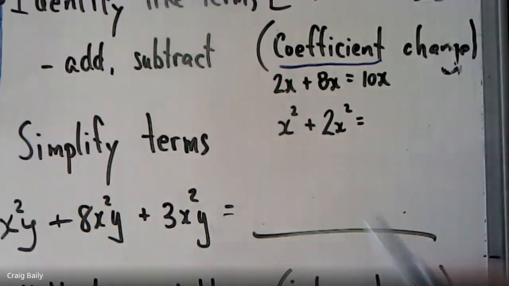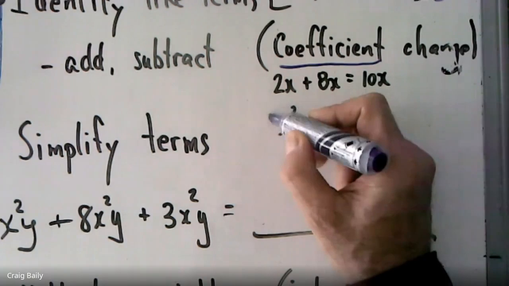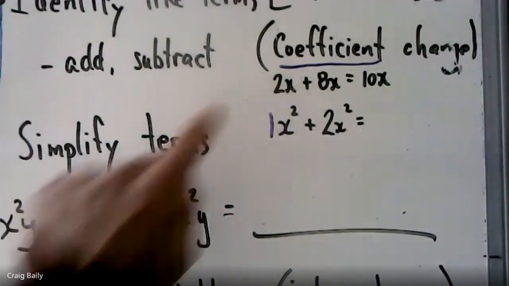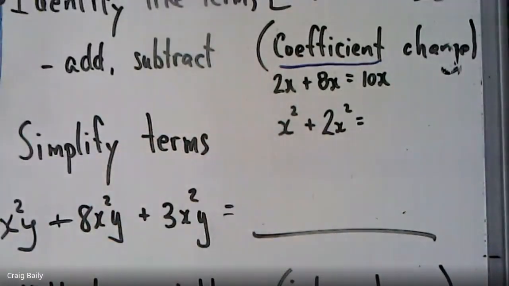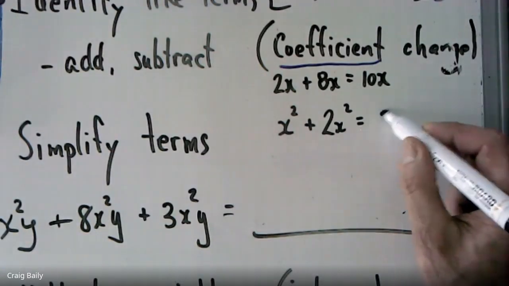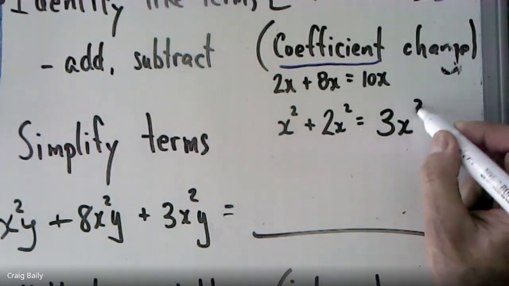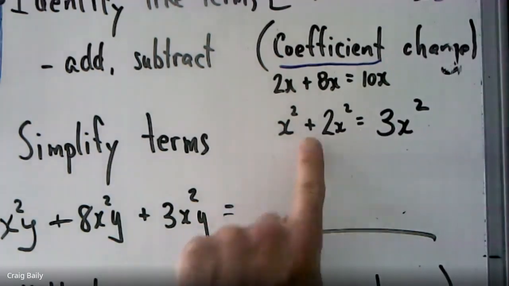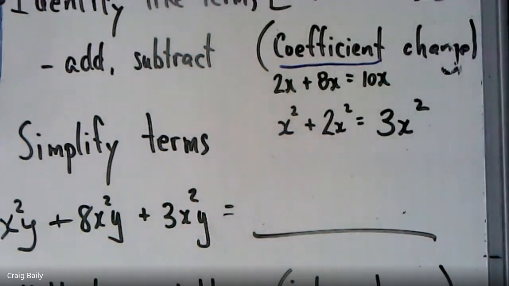Try this one with me. X squared plus 2x squared. Well, it's understood there's a 1 there. It's not written, but that is 1x squared plus 2x squared gives us 3x squared. Again, when you add or subtract like terms, the only thing that changes is the coefficient.